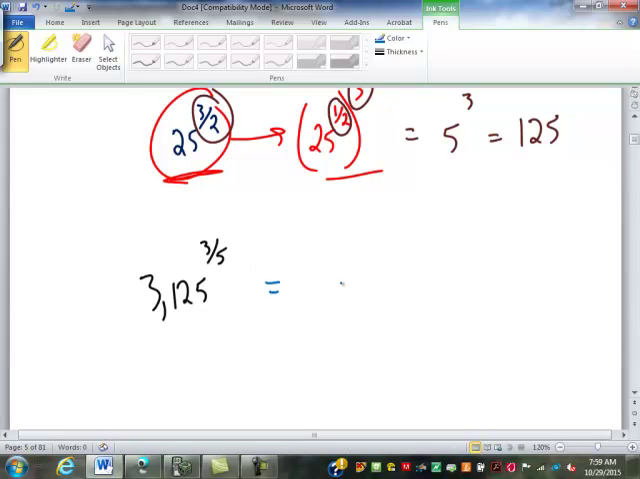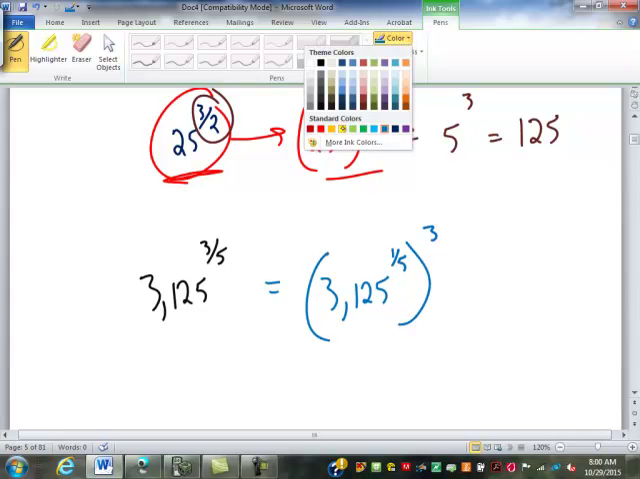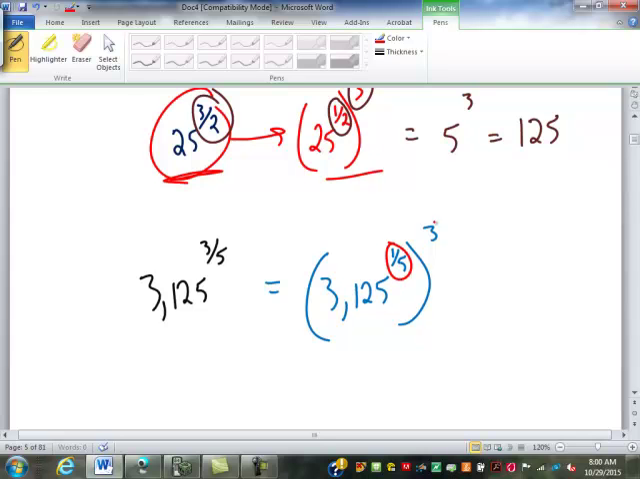So how about this one? I can split that up. 3,125, and I usually keep the denominator first, to the 1/5 and then to the 3rd. And again, 1/5 times 3 is going to give me 3/5. What is 3,125 to the power of 1/5? It's 5, right? So that's 5 to the 3rd power, or 125.